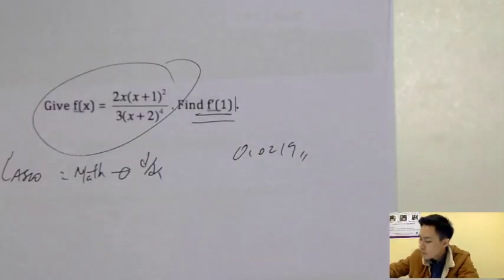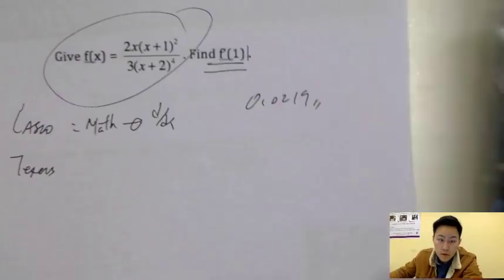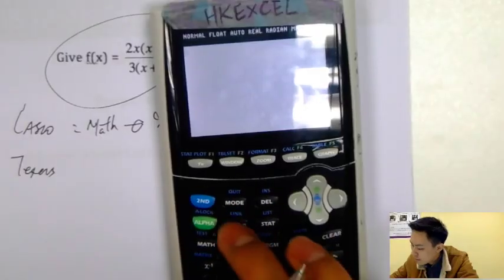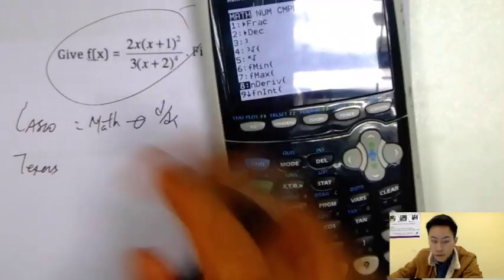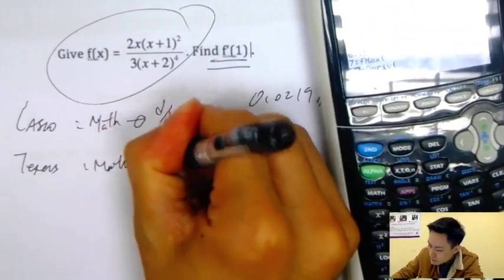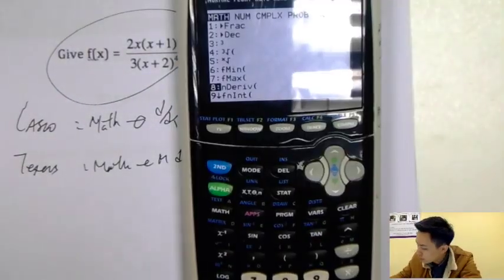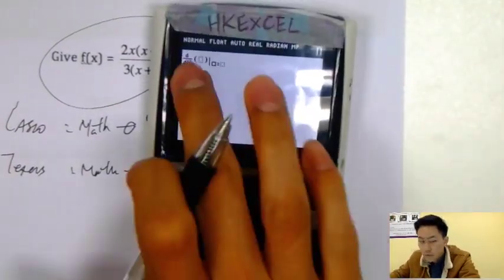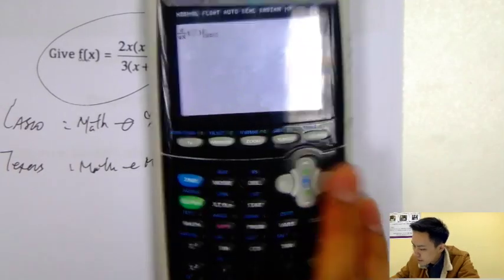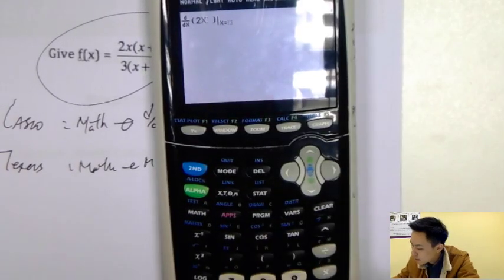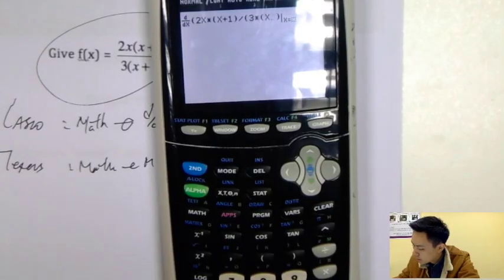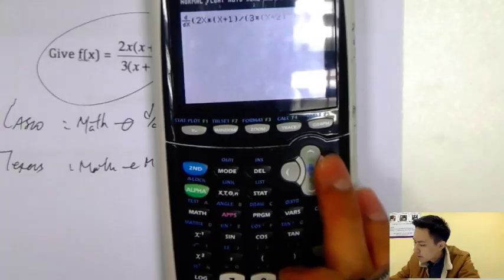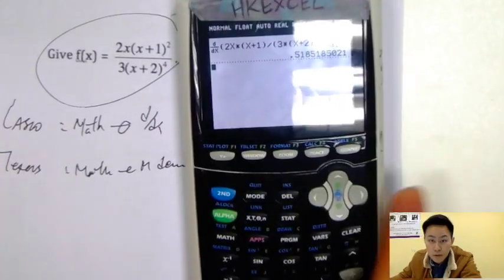Yeah, okay. And for the Texas model, you have to go to math, and then you go to nDeriv. Okay, so math, and then nDeriv, right? Okay, so press enter. Then you just do the same thing. So for the variable, you just type in x, and then 2x times x plus 1, and then divide by bracket 3 times bracket x plus 2. Yeah? Okay, so type in x equals 1.